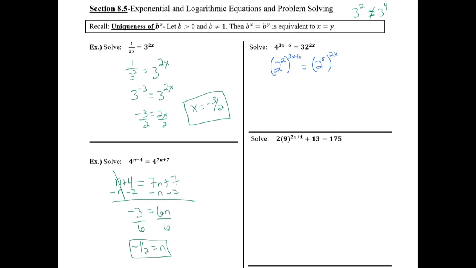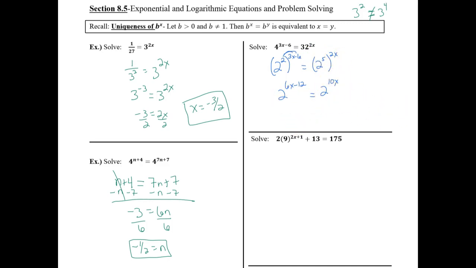Now we have a power to a power. Remember, a power to a power, we're going to multiply those. So now it's 2 to the 6x minus 12 power. And on the right-hand side, we'd have 2 to the 10x power. So I made sure to distribute this 2 to all of this quantity, 3x plus 6, so 2 times 3x, 2 times 6, and then 5 times 2x gave me 10x.